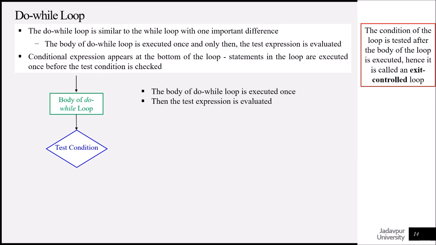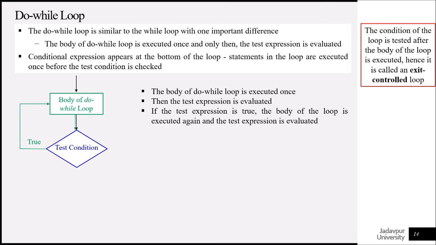Once the test condition is evaluated, the answer again can only be true or false. And if the answer is true, then the body of the loop is executed again and the test expression is evaluated again. So that is how the loop is set up here. And this continues till the test expression becomes false.